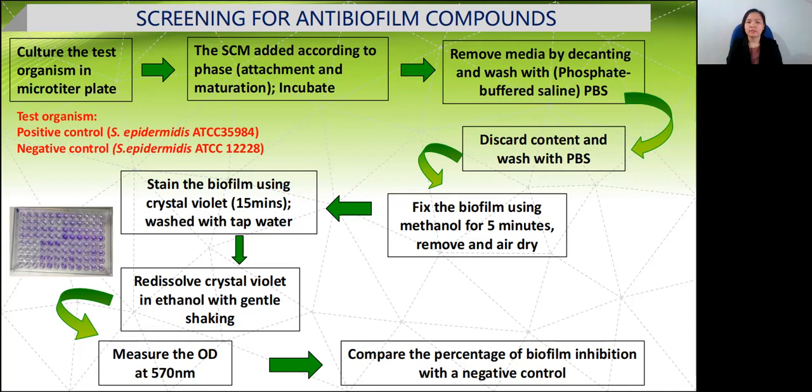To stain the biofilm, I use crystal violet. I leave it for 15 minutes and wash it by using tap water. To redissolve the crystal violet, I use ethanol and also apply gentle shaking before proceeding to the measurement of optical density. After obtaining the optical density, I proceed to compare the percentage of biofilm inhibition with the negative control.